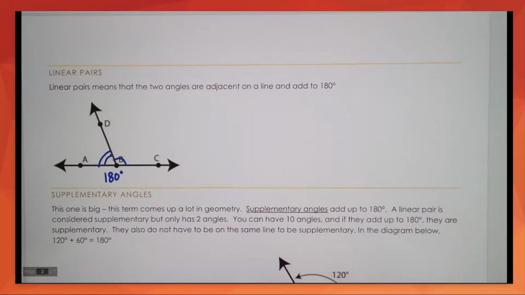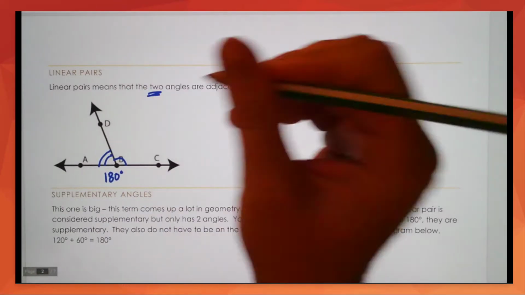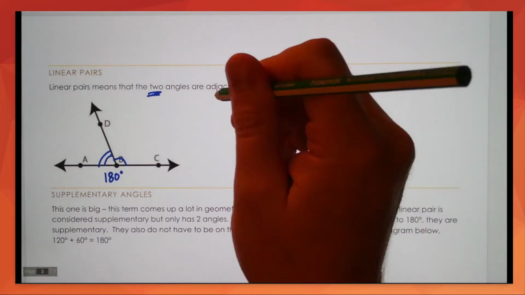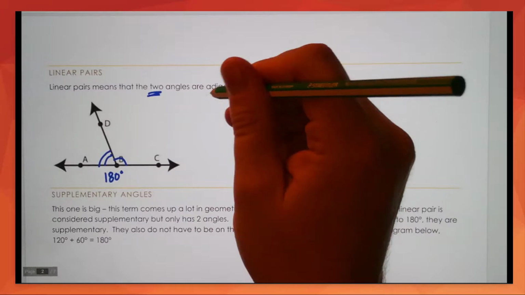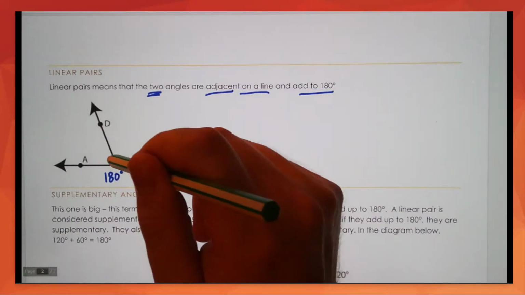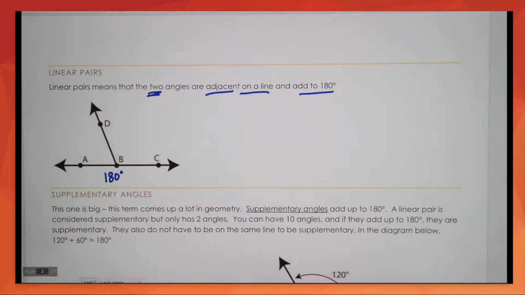There's only two of them. There are two. That's important. There's only two. They are on a line. They are adjacent to each other. On a line, adjacent, and they add to 180 degrees. Those are all the things that the angles need to be in order for you to be able to call them a linear pair. Okay, so that's the gist here with these linear pairs, right?